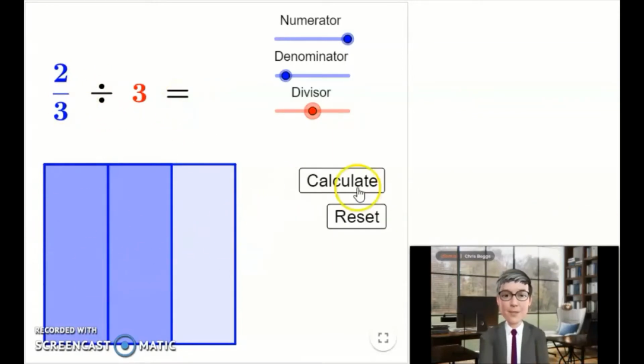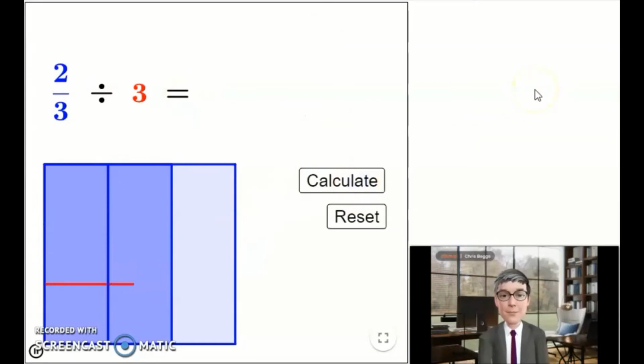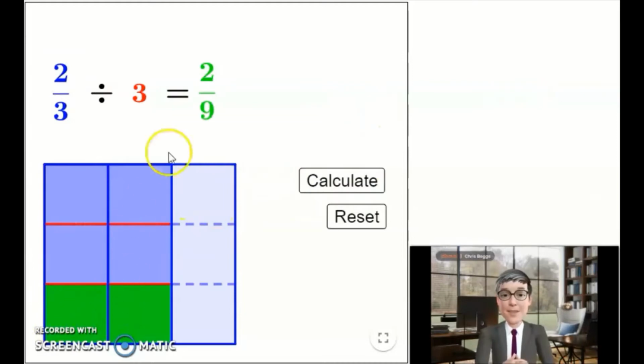I'm going to split it into 3 little pieces. So I'm going to get 3 times 3 is 9 pieces, and I'm going to get 2/9. So when I divide by 3, it's the same as multiplying by 1/3.